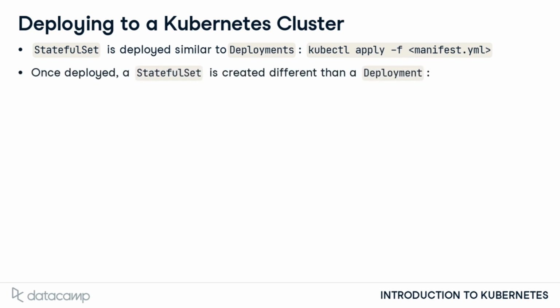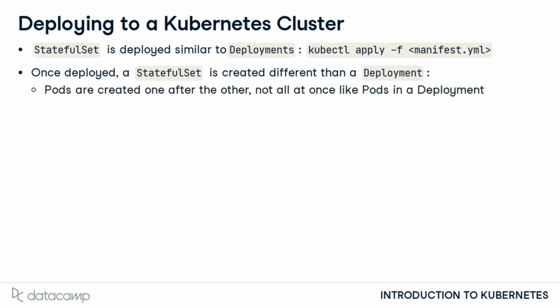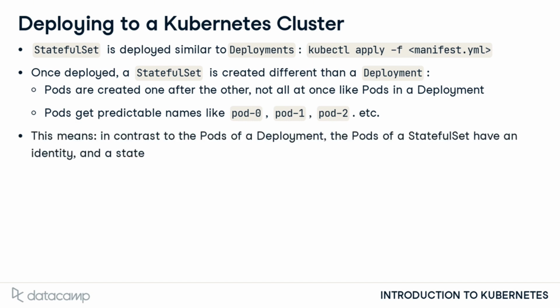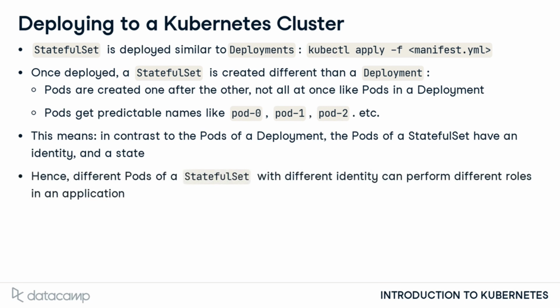However, stateful sets are created a little differently compared to Kubernetes deployments. Pods are created in order, not all at once like the pods in a deployment. Furthermore, pods get predictable names like pod-0, pod-1, pod-2, and so on. This ensures that pods of a stateful set have an identity, in contrast to those of a deployment. Hence, with this identity, different pods of a stateful set can perform different roles.